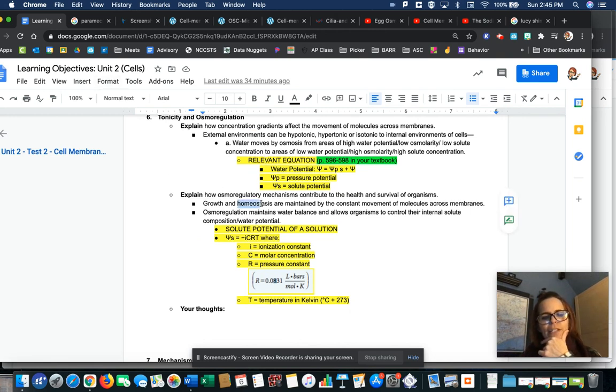Okay, growth and homeostasis. You definitely need to become familiar with the word homeostasis. Same. So just maintaining a constant internal environment, that's how cells do best. So keeping your body at a normal temperature, good. Keeping your water levels at a normal level, good. Keeping your sugar levels at a normal level, good. Anything that throws our body out of homeostasis, bad.